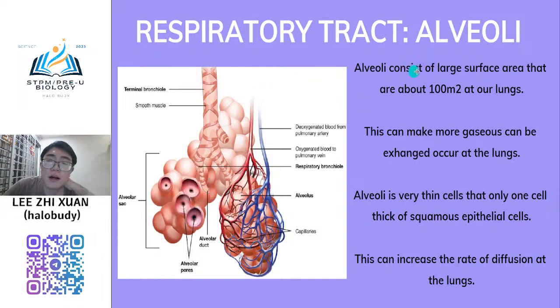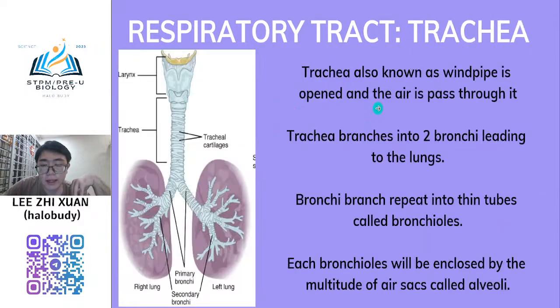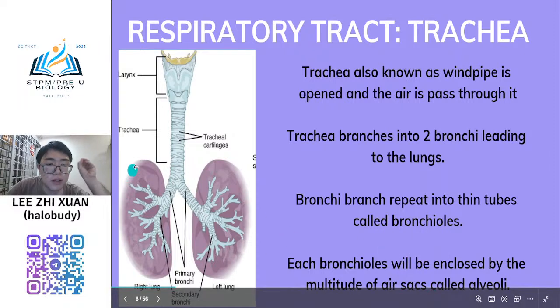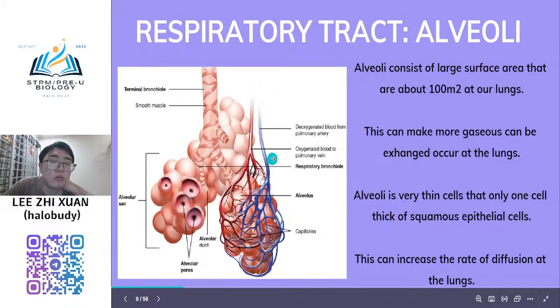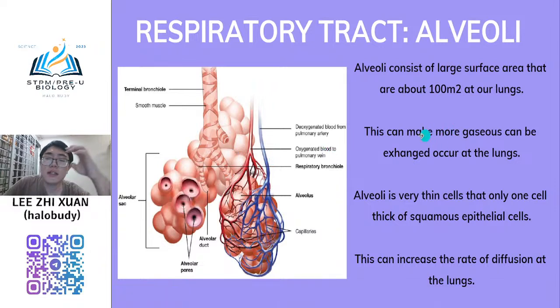Actually, the alveoli have a large surface area of about 100 square meters in our lung. So every bunch of the bronchial tree will have many air sacs we call alveoli. This alveolus is the key structure that plays the role in gaseous exchange in humans. The large surface area enhances the efficiency of the gaseous exchange, so more gases will be exchanged at the lungs.